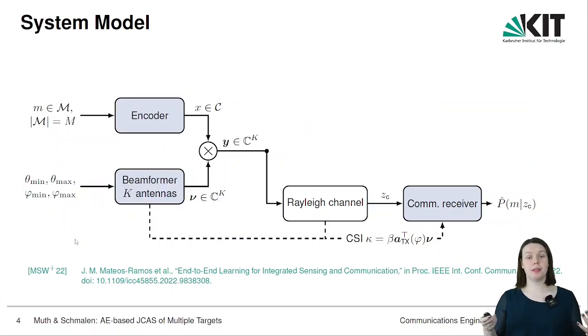This is our system model. At the beginning, this is the communication system. We have our encoder, which takes these symbols M and encodes them to some complex representation. Then on the bottom, we have a beamformer that takes basically the minimum and maximum angle of our targets and of our receiver, and then applies a precoding. Both are multiplied, and for the communication path then put through a Rayleigh channel. Then our communication receiver receives the signal, and we can decide what our communication symbols were. We assume that we already have a perfect channel state estimate for this. So the channel state information kappa is known here.